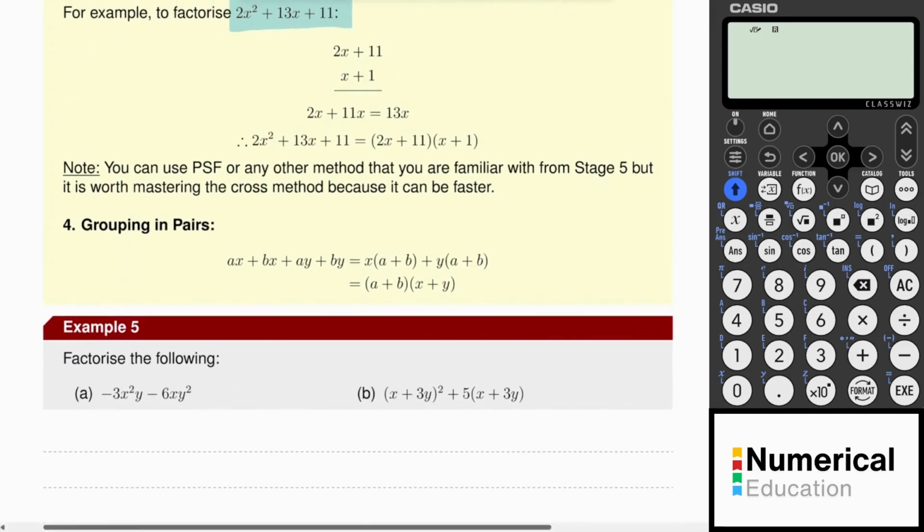The last technique here is grouping in pairs. That's typically when you have 4 terms. You can see that's 4 terms in the expression. At the moment you see a question that says factorize this and there are 4 terms, just think about grouping in pairs. It basically means you group the first 2 terms together, the last 2 terms together, and then you can factorize again. But we'll look at an example and see how that works nicely.